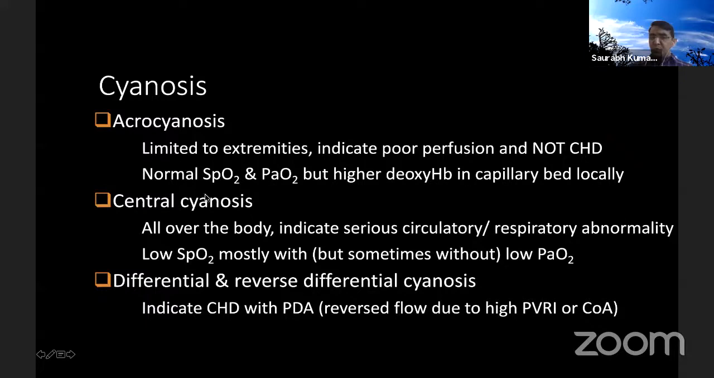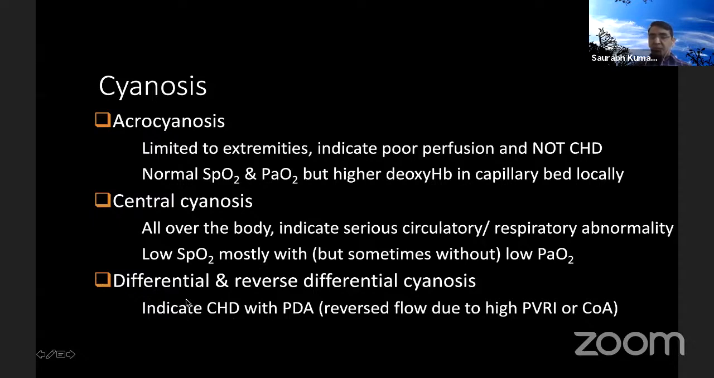Now, the one which we are talking about today is central cyanosis, whereby we get cyanosis all over the body. It indicates serious circulatory and respiratory abnormality, and low saturation is mostly, but not always, because of low PaO2. And these exceptions are related to abnormal hemoglobin. I'm sure that you are aware of methemoglobinemia and sulfhemoglobinemia. That's why this statement is written like this over here.